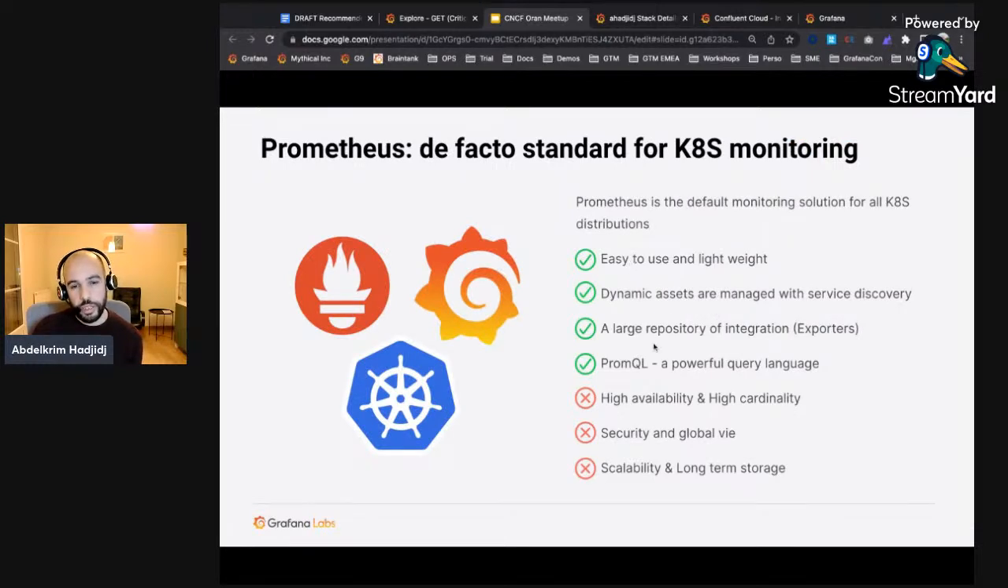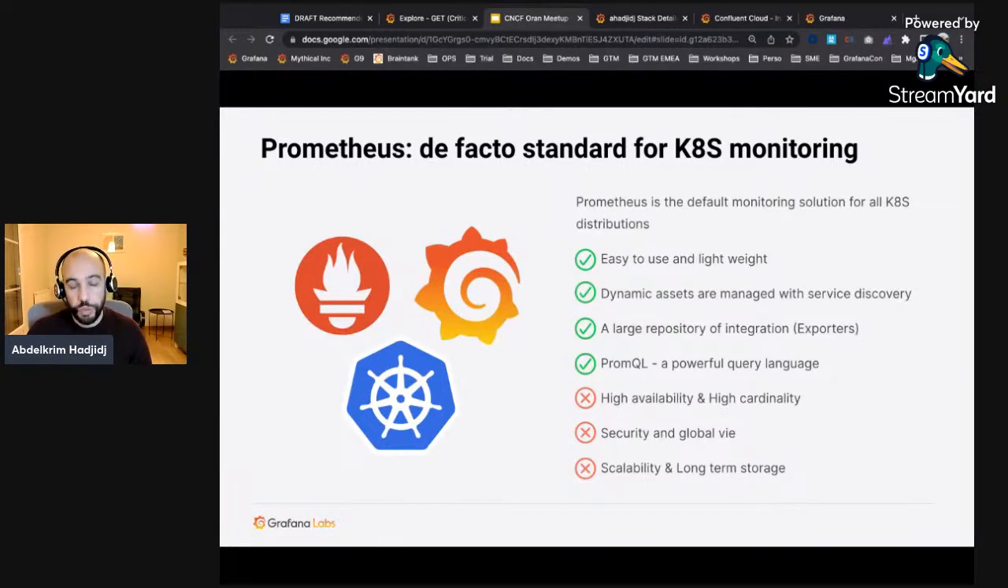Because of these things, it's easy and lightweight to deploy. The data model is pretty straightforward. It works well with service discovery, so it's really good for monitoring Kubernetes. The large number of exporters, and finally PromQL, made Prometheus, as I said, the standard because a lot of people love it and it's the default solution that they use.